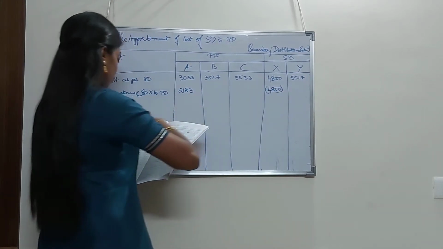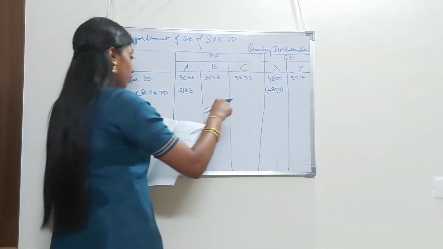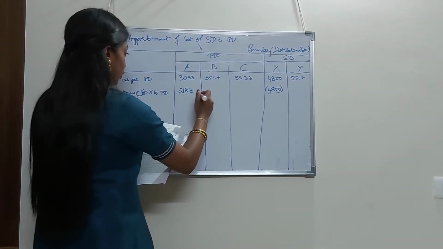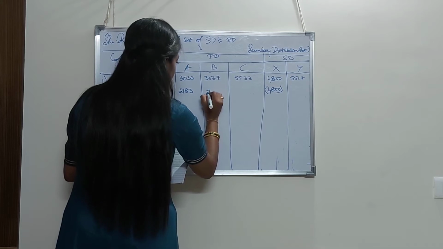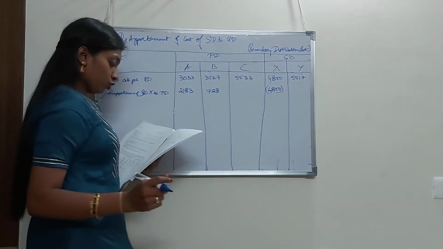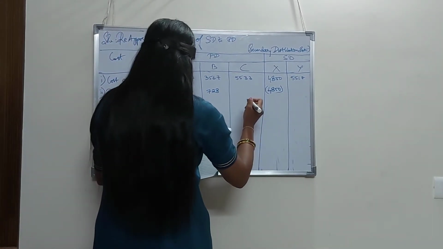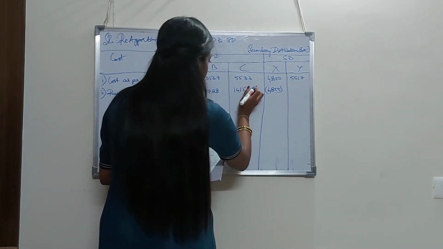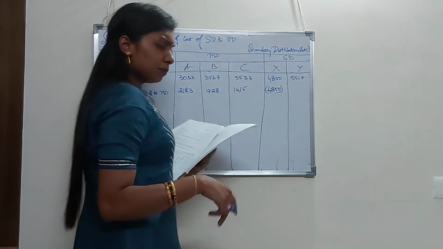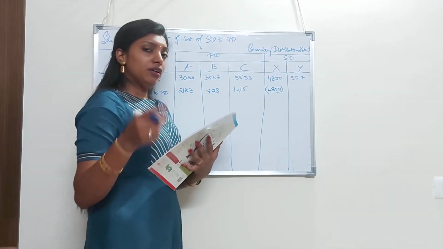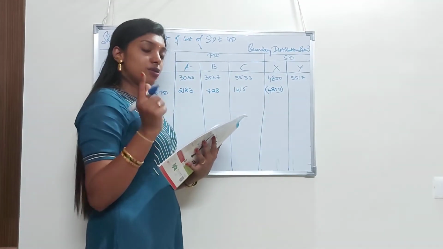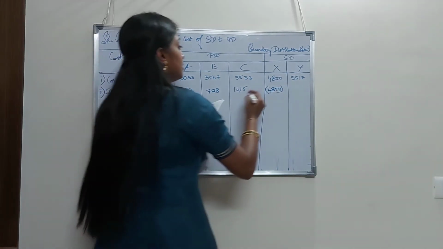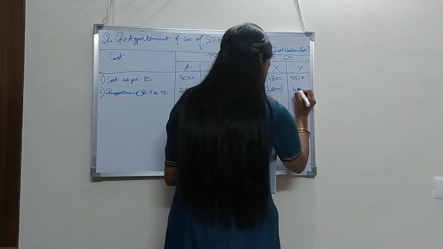4,850 into 45%. 4,850 into 15%. It is 728. 4,850 into 30%. It is 1,415. And please make sure if you are getting recurring figures in your calculation, round it off. Next for Y, it is 485.